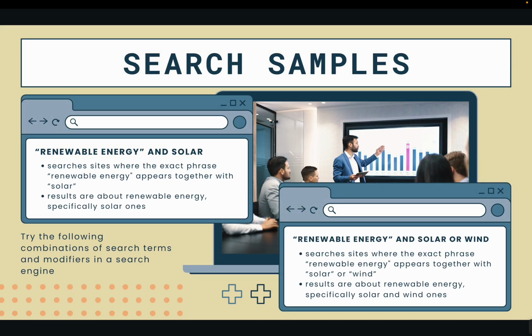So when we look at some search examples, we can look at renewable energy in quotation marks and solar. This searches sites where the exact phrase renewable energy appears with solar. The results are about renewable energy, specifically solar ones, or renewable energy and solar or wind. This searches sites where the exact phrase renewable energy appears together with solar or wind. The results are about renewable energy, specifically solar and wind ones.